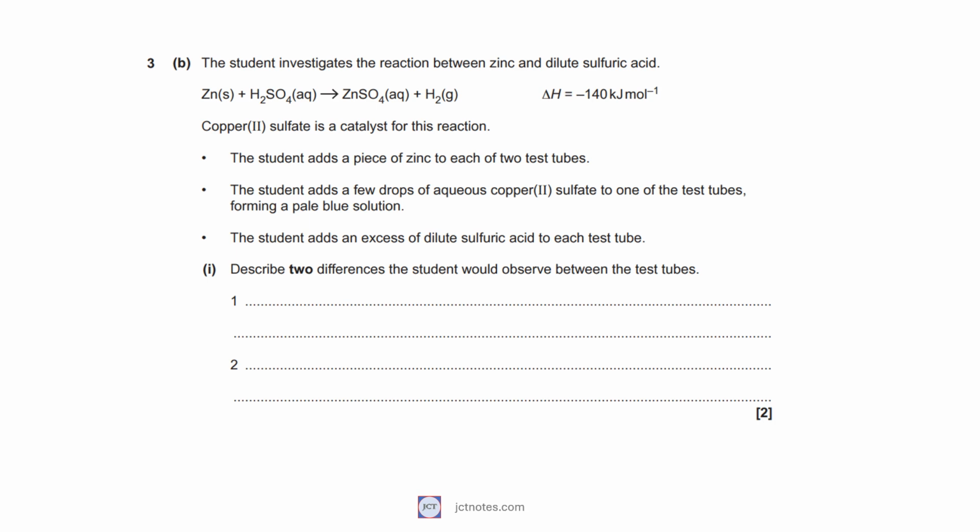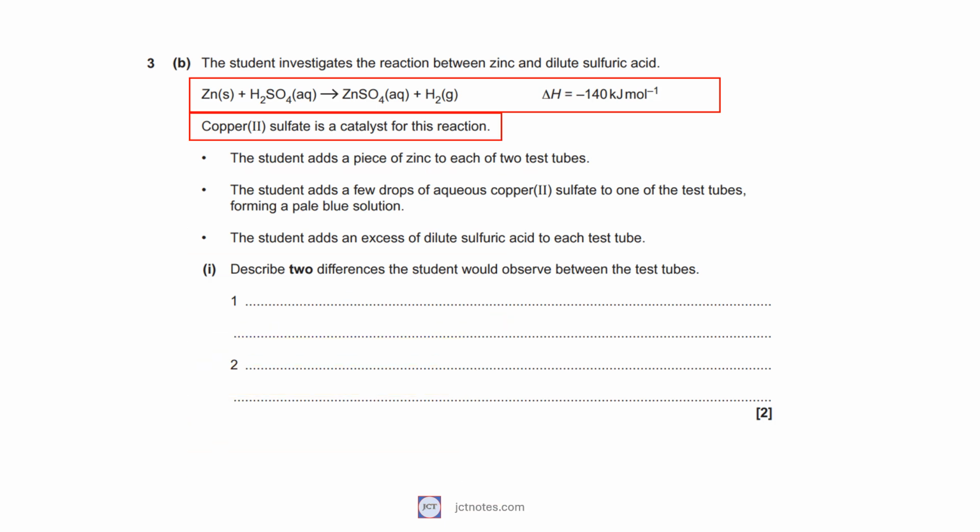In section B of question 3 we are given the reaction between zinc and dilute sulfuric acid and the comment that copper sulfate is a catalyst for the reaction. The student adds a piece of zinc to each of 2 test tubes. Then, the student adds a few drops of aqueous copper sulfate to one of the test tubes, forming a pale blue solution. Finally, the student adds an excess of dilute sulfuric acid to each test tube. We have 2 questions referring to this experiment.